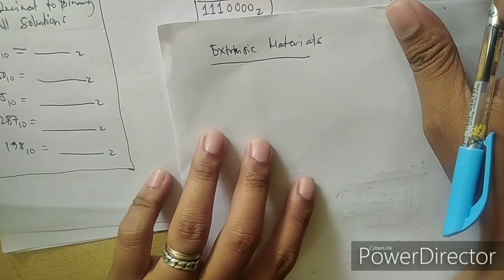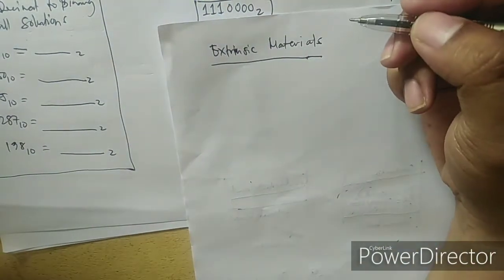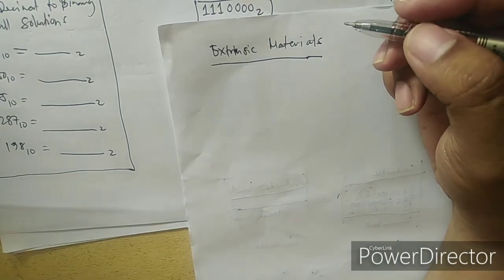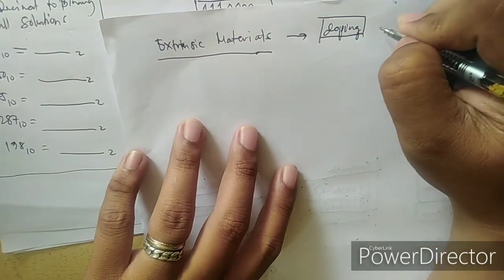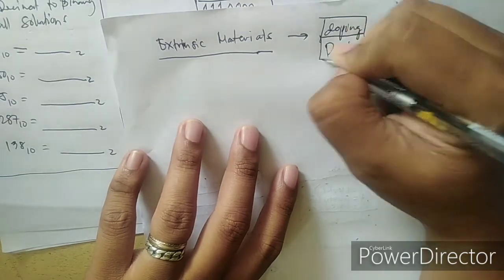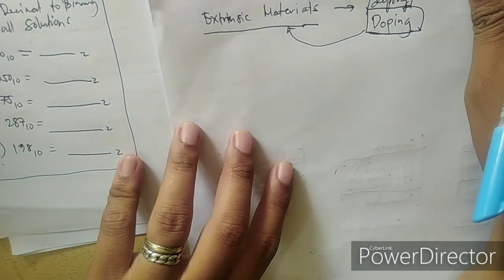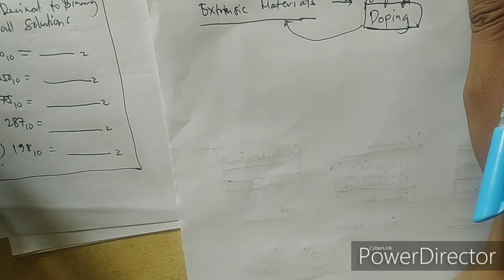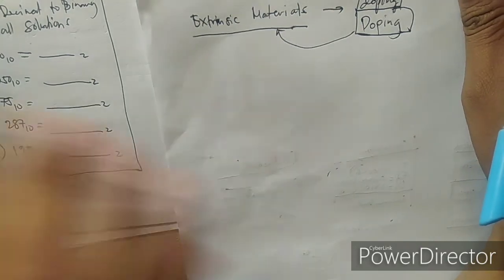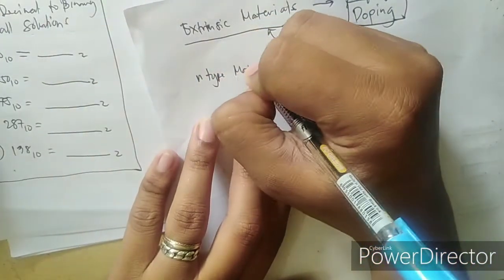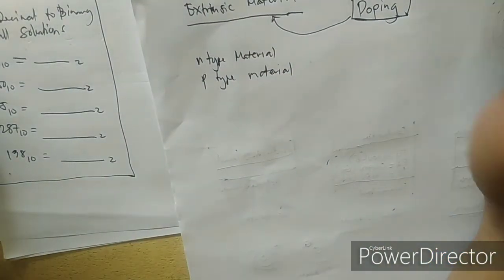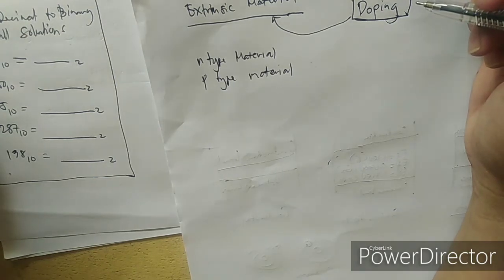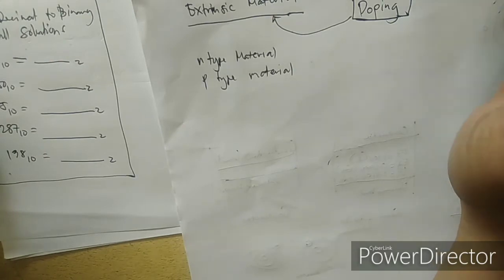There are two types of extrinsic material. By definition, it is a semiconductor material that has been subjected to a doping process. If it is subjected to the doping process, it is called an extrinsic material. There are two kinds of extrinsic material: N-type material and P-type materials. In our previous discussion, if we compare insulator, semiconductor, and conductor, the only type of material that changes its characteristics is the semiconductor material.